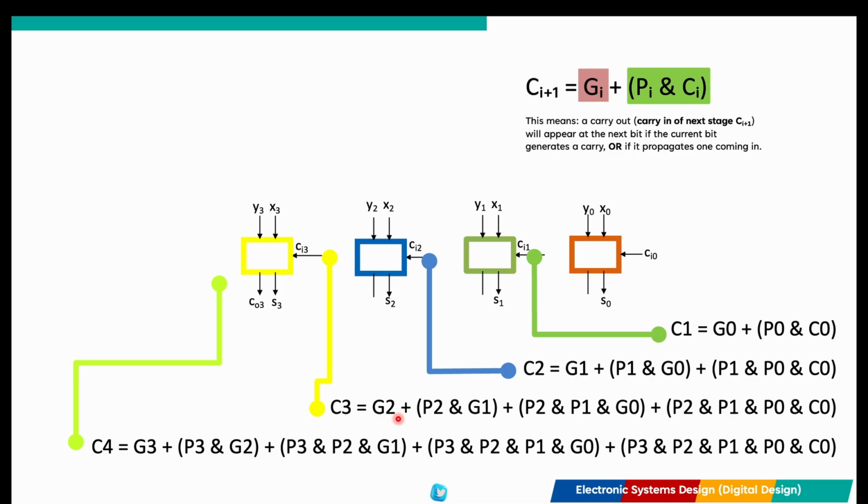We are no longer waiting for a signal to ripple through a chain of gates. We are calculating carry 3 directly from the starting inputs. By the time we reach carry 4, the equation looks complex, but the hardware reality is incredible. This entire logic string can be implemented using a multi-level gate structure that resolves in just a few gates delay.